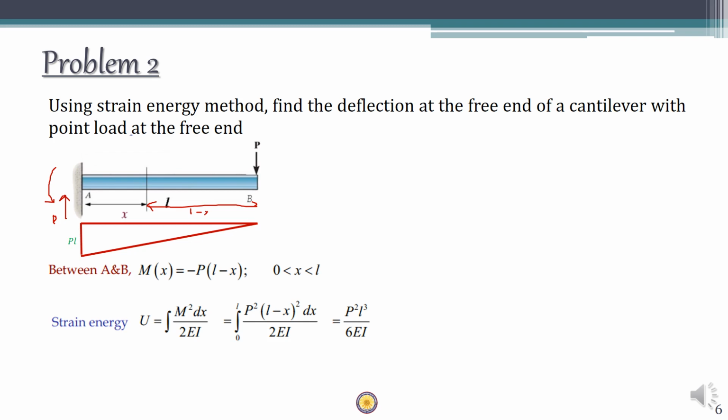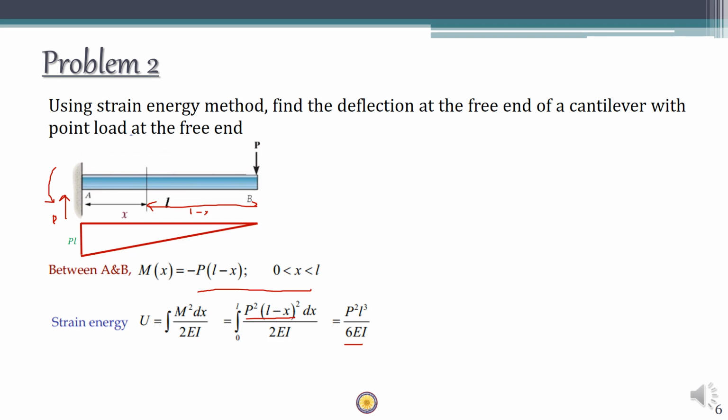So this is the expression for bending moment. In order to find out the strain energy, U is equal to the integral of M square by 2EI into dx. What is M? It is minus P into L minus x. So we have to integrate this particular expression, P square into L minus x the whole square, which was nothing but M square into dx by 2EI. So integrate from 0 to L. We have the expression for strain energy as P square L cube divided by 6EI. So this is the total strain energy of the entire beam.